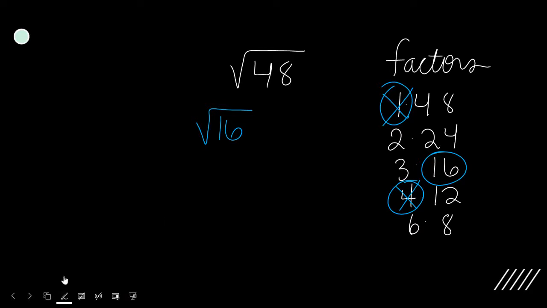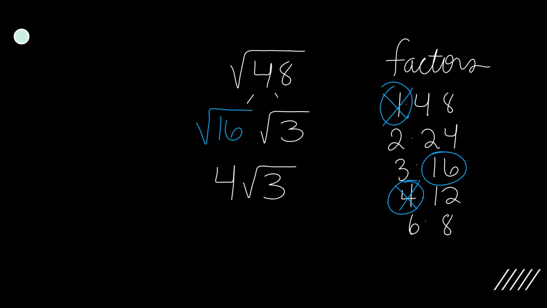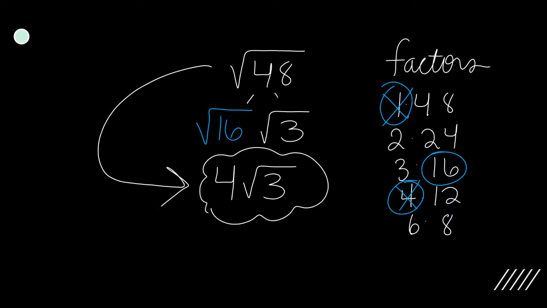So it's going to be the square root of 3. And again, we chose 16 because it's perfect. And we know that the square root of 16, if we look back at our list, is going to be 4. And then the number that's not perfect is going to stay under the radicand. So this tells me that the square root of 48 is the same thing as 4 square root 3.